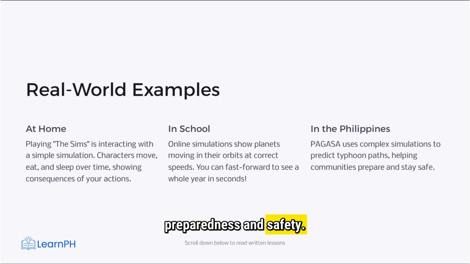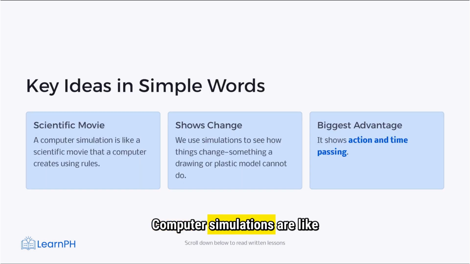Computer simulations are like scientific movies, crafted using specific rules. They allow us to observe changes over time, something static models can't achieve. The biggest advantage is visualizing action and the passage of time, providing dynamic insights into processes and phenomena.